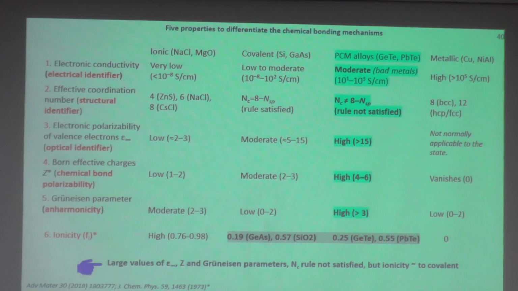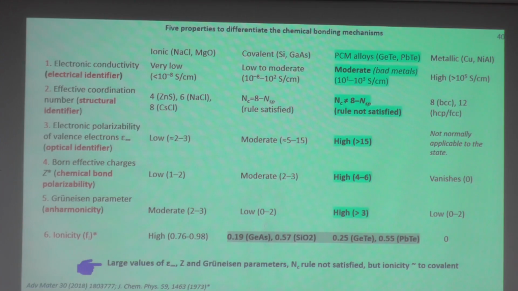Let us look at some properties, the main five properties, to differentiate the chemical bonding mechanisms in solids. The first is electron conductivity, which is an electrical identifier. Second, effective coordination number, which is a structural identifier. Then electronic polarizability of valence electrons, sigma epsilon. This is an optical identifier. Then Born effective charges, chemical bond polarizability, Grüneisen parameters, and ionicity.